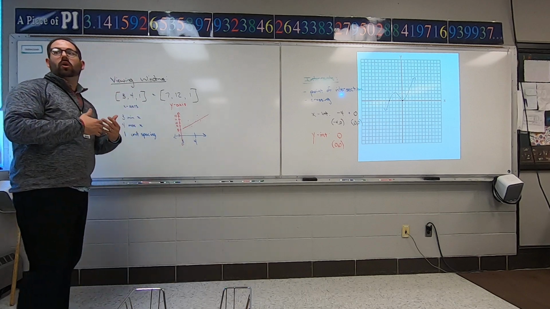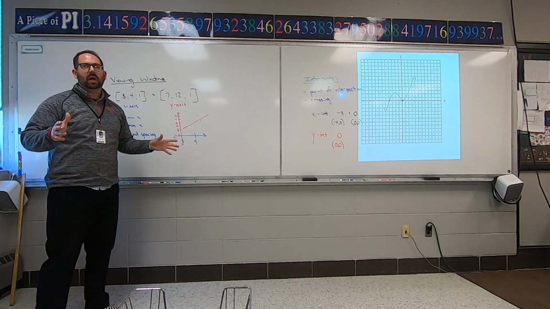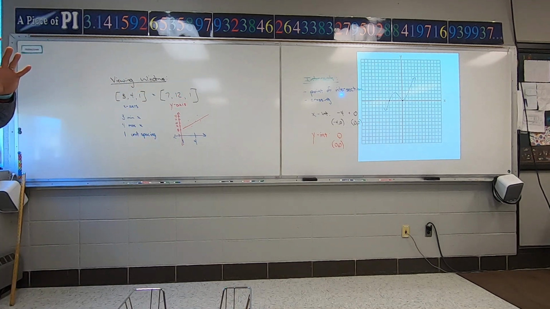So intercepts: it's where it crosses, the point of intersection. Viewing windows: if we have to change the window, we'll do that to make sure the graph looks appropriate. Maybe we can super zoom in on a graph and see what's going on, because if you zoom too far out, everything looks like a straight line. If you zoom in, maybe you'll start to see there is an actual curve to it. We'll start looking at that stuff.